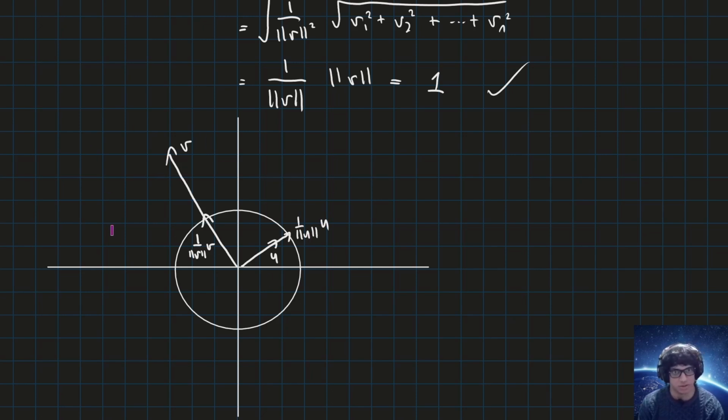Okay, since vectors of unit length 1 are nicer to work with, have nice computational properties, there's usually no harm in scaling them to be unit length.